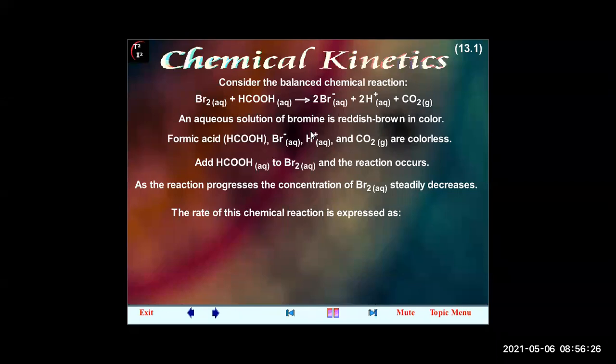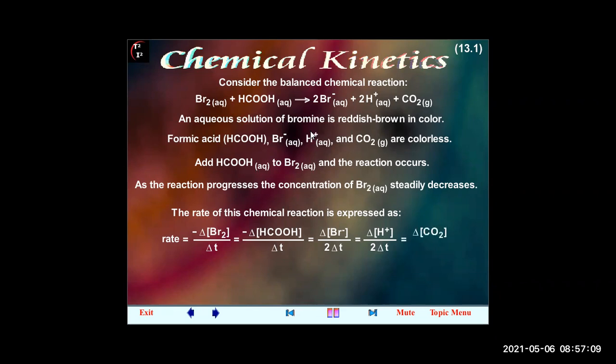The rate of this chemical reaction is expressed as rate equals negative change in concentration of Br2 divided by delta T equals negative change in concentration of HCOOH divided by delta T equals change in concentration of Br- divided by 2 times delta T equals change in concentration of H+ divided by 2 times delta T equals change in concentration of CO2 divided by delta T.